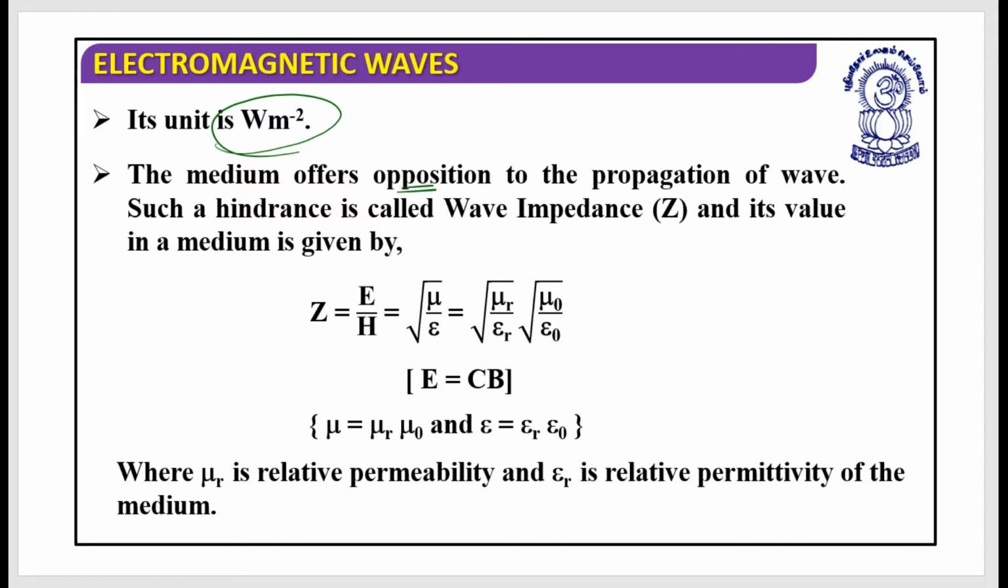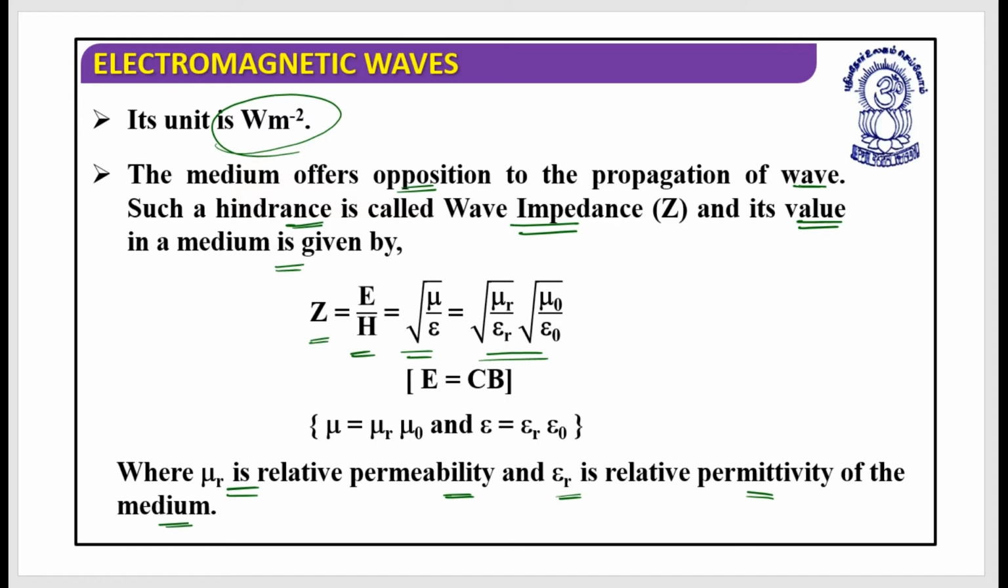The medium offers opposition to the propagation of waves, and such a hindrance is what we call the wave impedance. Its value in a medium can be given as Z, which equals E by H, or it can be written as under root of mu by epsilon, or under root of mu r by epsilon r into mu naught by epsilon naught, where mu r is the relative permeability and epsilon r is the relative permittivity of the medium. Is it clear? Are there any doubts up till now? Is there anything?